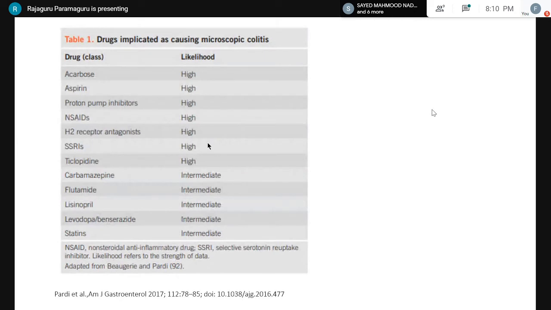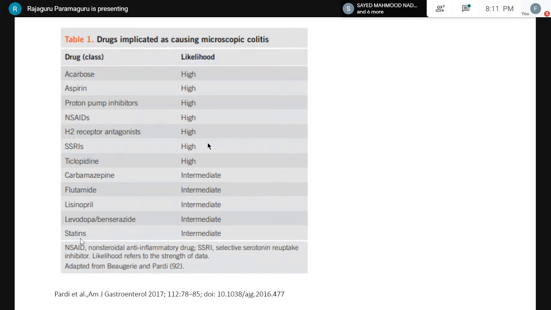There are various drugs which have been implicated in microscopic colitis, mainly the NSAIDs, the proton pump inhibitors, ranitidine, the H2 receptor antagonist, SSRIs, then statins also have some significance. So if you diagnose a case of microscopic colitis, you will have to speak to the clinician if they have any history of these drug intake. So maybe they can modify the treatment based on their diagnosis.